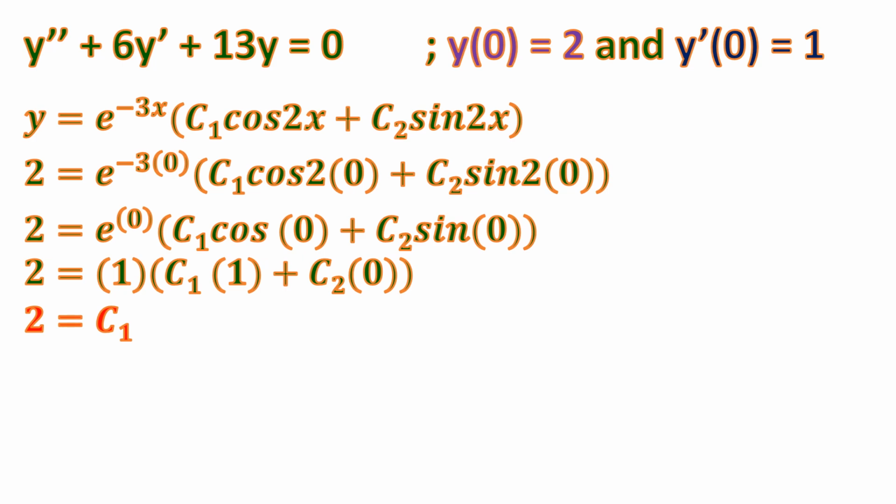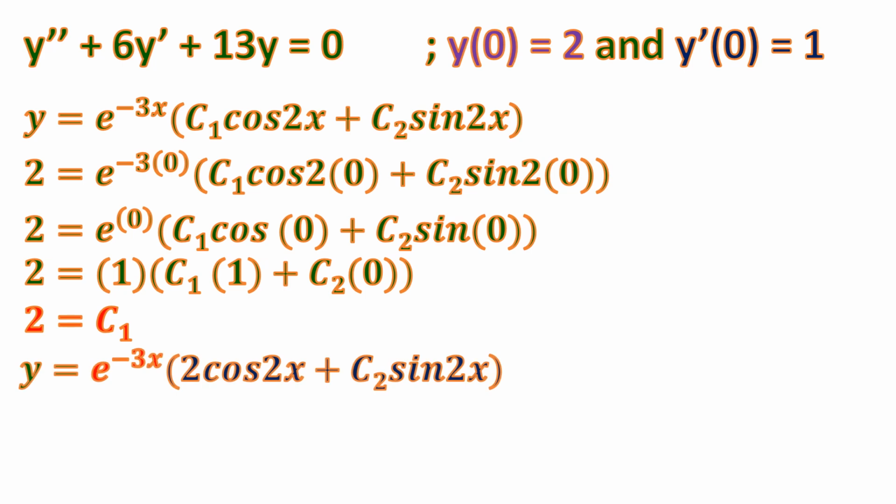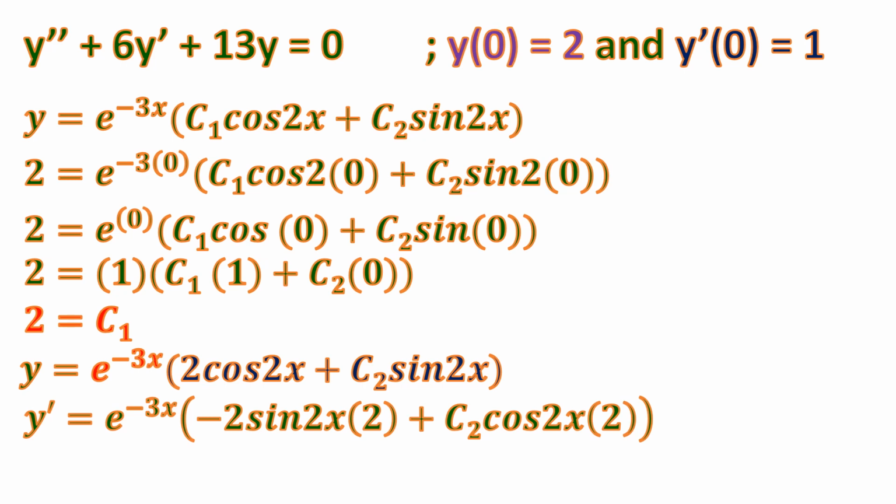Now let's find the second constant using the first derivative. That means we're going to differentiate the general solution, but instead of c sub 1, we're going to change it to 2 because we already solved it. So it's now 2 cos 2x. We're going to do the product rule where our u is e to the negative 3x and our v is 2 cos 2x plus c sub 2 sine 2x. So here's the first derivative.